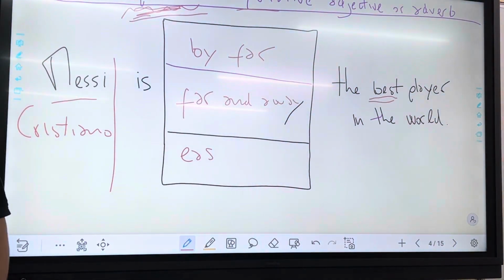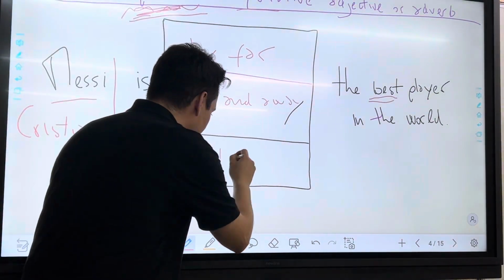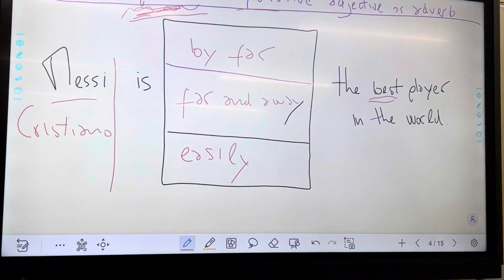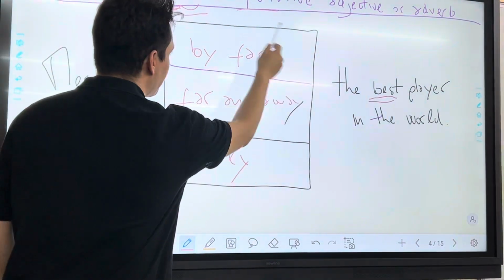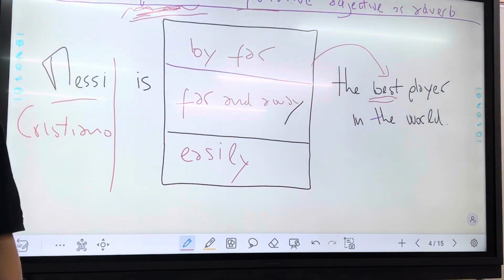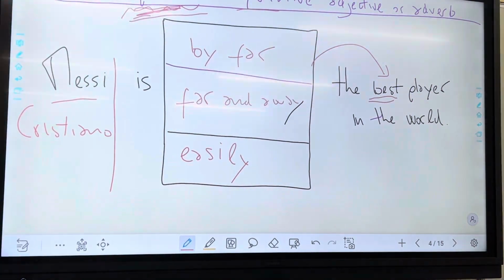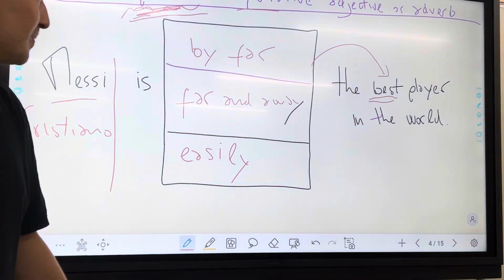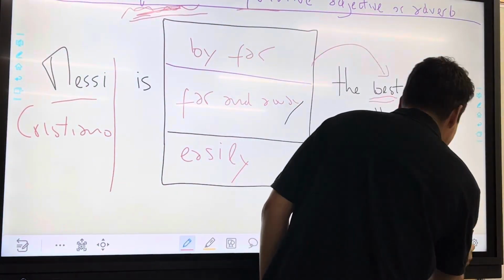Easy or easily? Easily. Very good. Messi or Cristiano is easily the best player in the world. So here, with this, I'm making the superlative even more emphatic. More strength, more emphasis to your superlative. So far, so good? By far, far and away, easily.